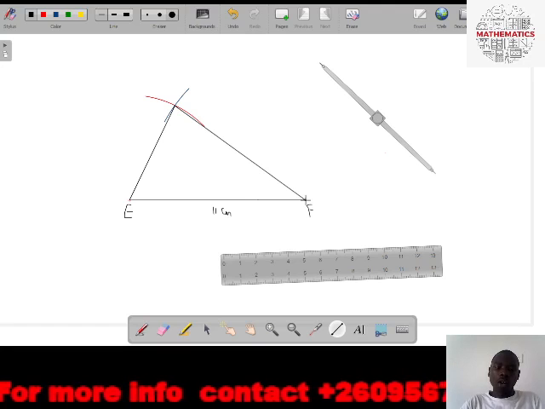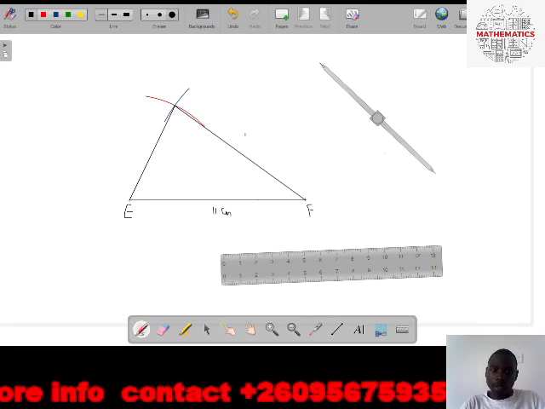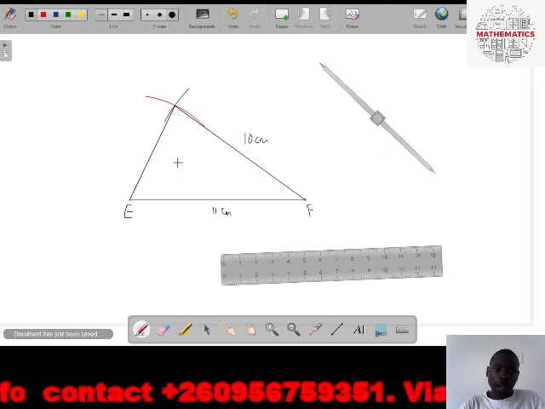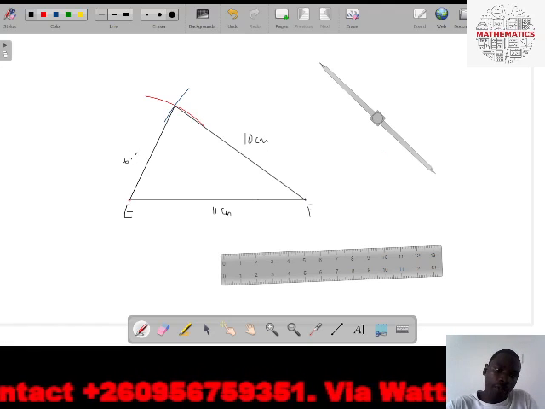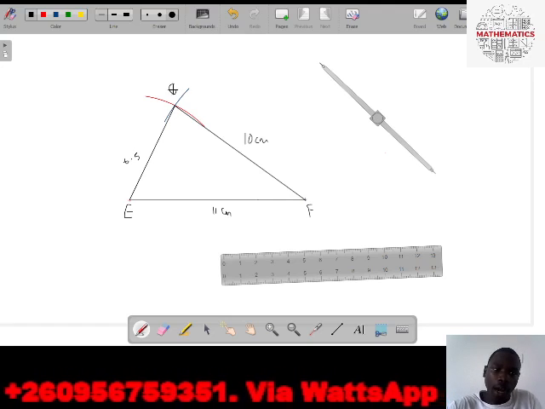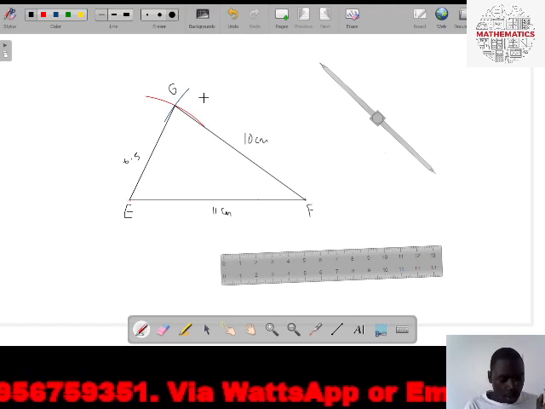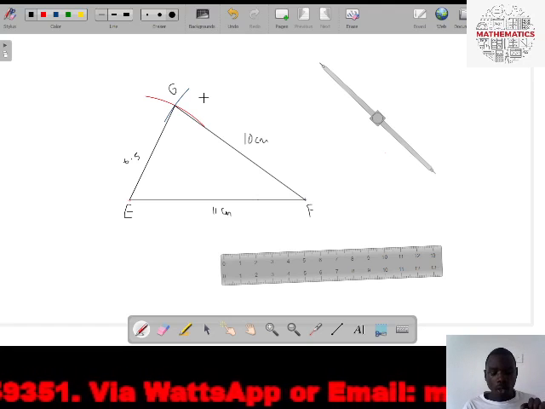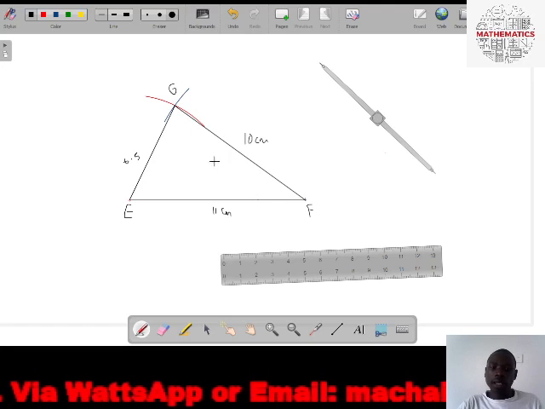So now you can tell this here is 10 centimeters, and this one is 6.5. And this one here becomes our G. So that is our G, and that means we have constructed it. The other question says, measure and write the size of angle EGF. So we need to measure that angle there.